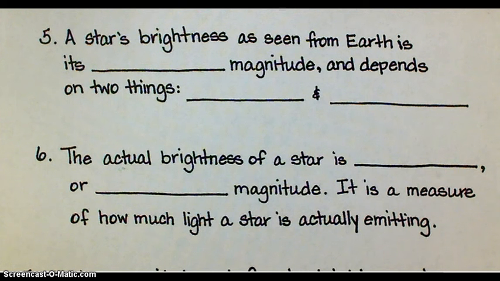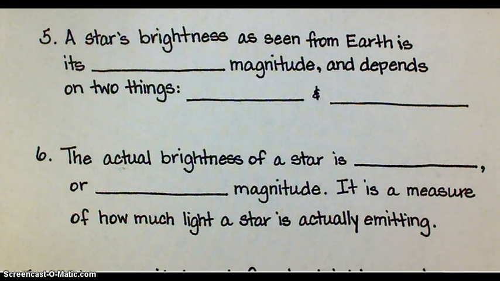Okay, so now I'm on the back of Unit 6, Bellwork number 3. And we've just done some activities. We did the star sort activity and we did the who's who. And those were both things that at least part of the activity dealt with magnitude or brightness. So number 5 says a star's brightness as seen from Earth is its, and that's going to be its apparent magnitude. Like how bright the star seems to be from Earth is its apparent magnitude.